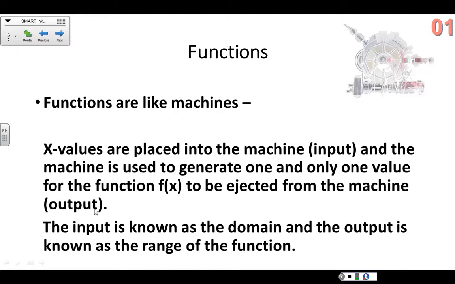Now the input that we put into the machine or into the function is called the domain of the function. So you're going to hear this word used quite a bit when you talk about functions. And the output that you get is known as the range or the y value. So the x value goes with the domain and the y value goes with the range of the function. So those are two very important words.